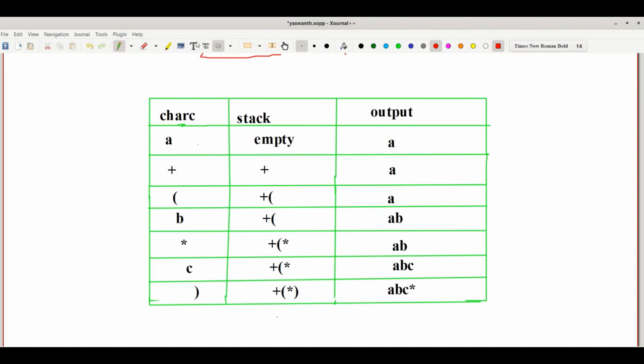Okay, the stack contains the plus symbol. Now, since the stack contains only the plus symbol, it directly goes to the output in the last iteration. And now our output is a, b, c, star and plus. This is our final output.